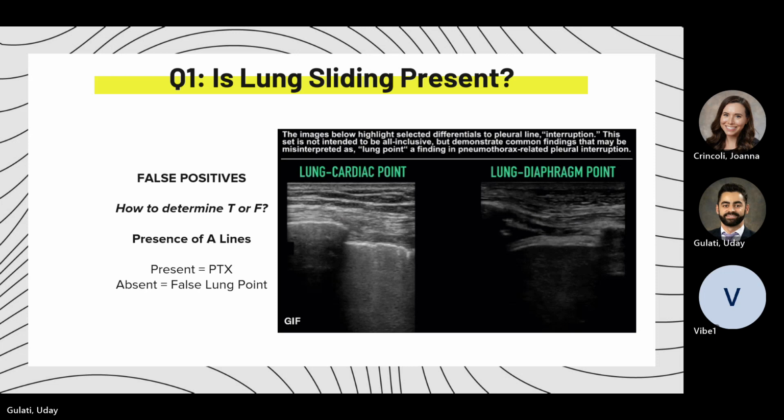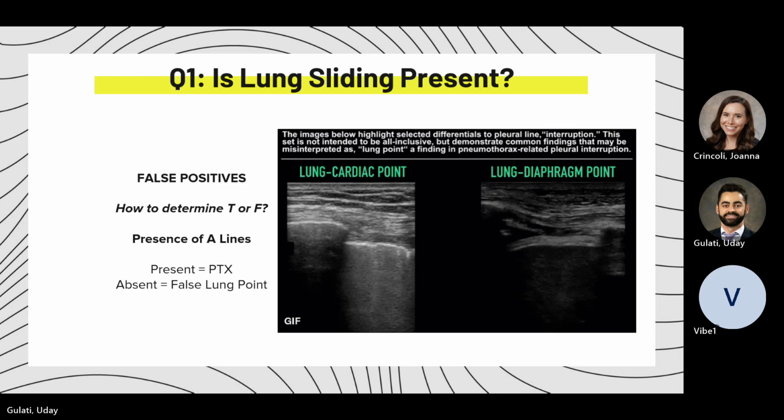We talked about how you differentiate other things. What are some other false positives? Well, one way to differentiate is the presence of A lines. If you see these lines right here, that little line that's kind of showing up, I kind of drew over it. If you see these lines like this, then this patient has lung sliding over there.